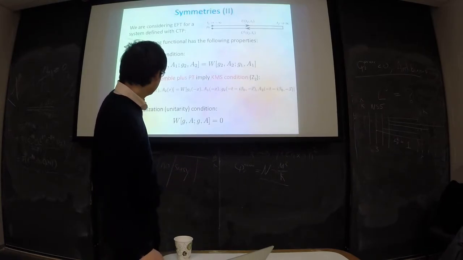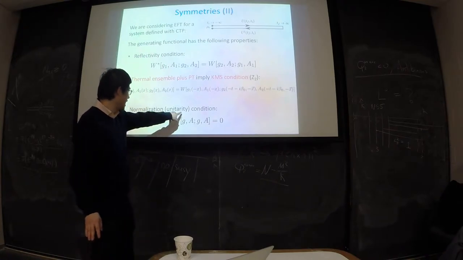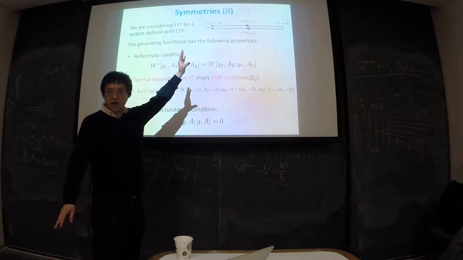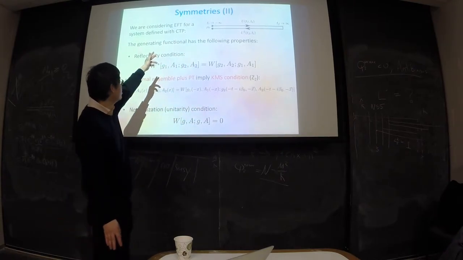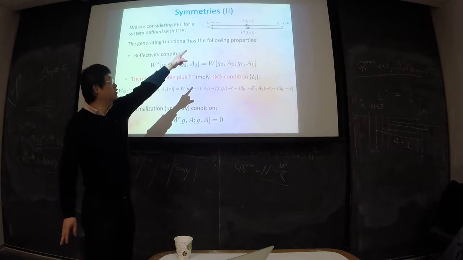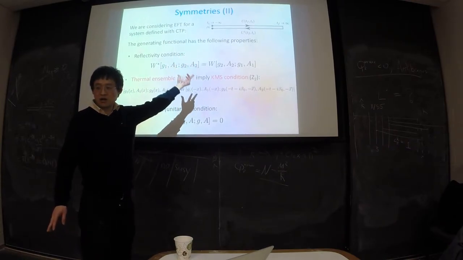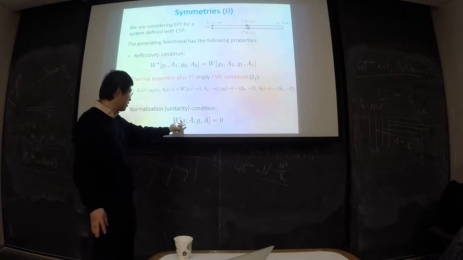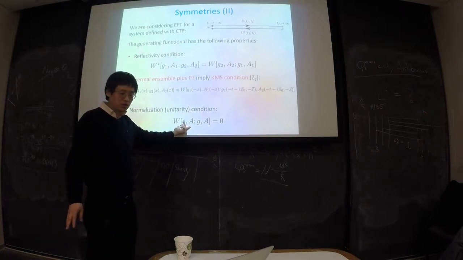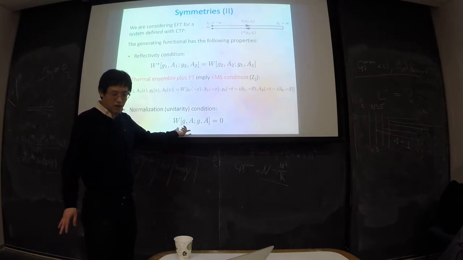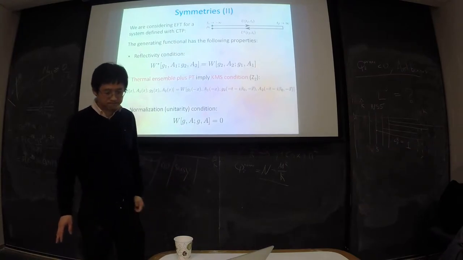And then there's another condition which I call the normalization condition or unitarity condition. If you put the external source to be the same on the two legs, then the generating function W is exactly zero, because the U and U dagger are the same when you take the trace and they go away, and then trace rho equals one, so W equals zero. So you also have to impose those conditions.